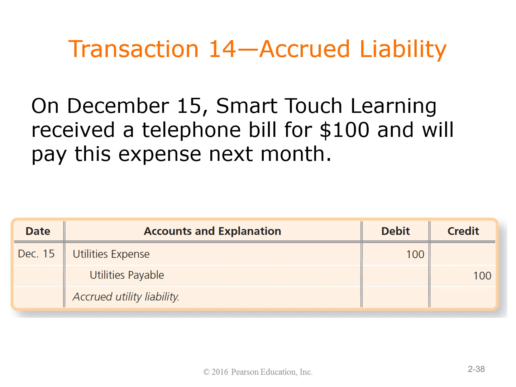On December 15, Smart Touch Learning received a telephone bill for 100 and will pay it later next month. So it is an expense, utility expense, debit, and payable liability, because I didn't pay, so the liability increased with the same amount.